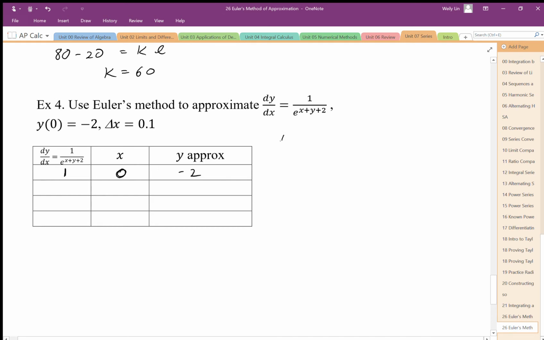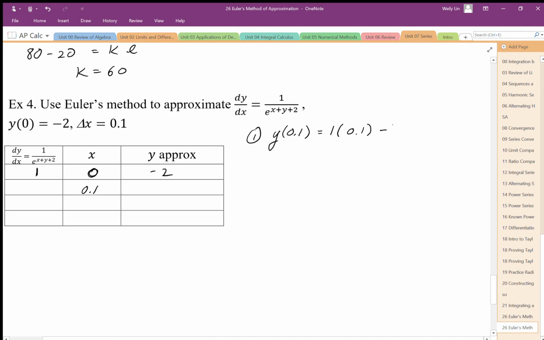So my first iteration is going to be my y value, and I'm going to approximate my y value since my delta x is 0.1. I need to know my slope, which is 1. My change in x is 0.1 minus 0. Remember that this essentially represents my change in x. My initial y coordinate is negative 2. So calculating my new y coordinate, this is going to be 0.1 minus 2, so negative 1.9. That's my first approximation.